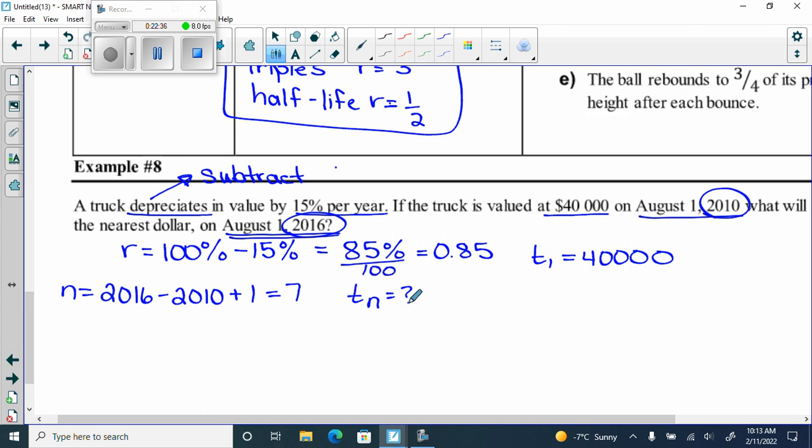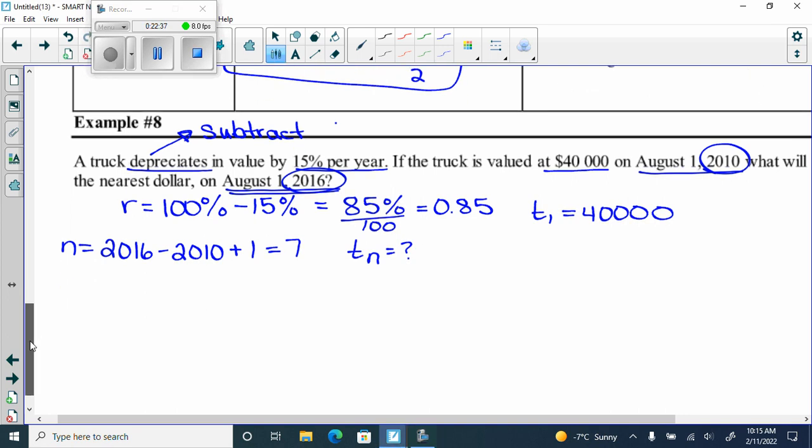You try it out. This isn't a sum. We haven't even done sums yet, so it would be a dead giveaway. It's not a sum because I'm just asking for the value in 2016. I'm not asking for the total value from 2010 to 2016. Total would be sum, right? There's no total in here. I just want Tn. So Tn equals T1, which is 40,000, times R, which is 0.85 to the 7.